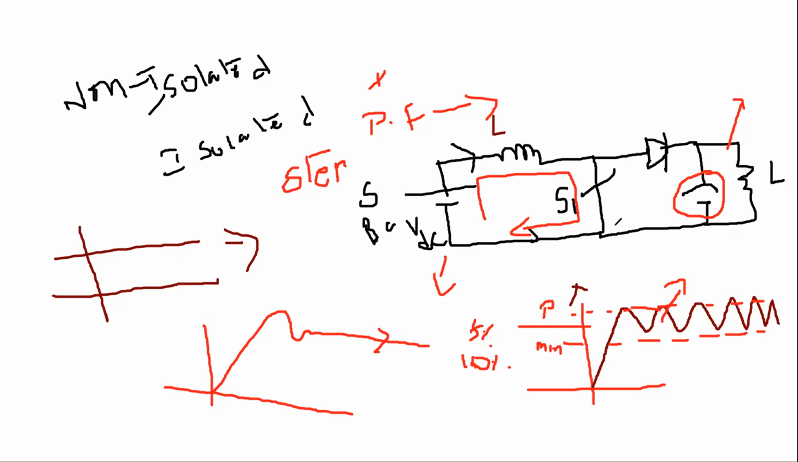When the switch is off, at that time, how will the closed loop path be? When the switch is off, you will get a closed loop path like this. This is the closed loop path, right? So here, if you are keeping the capacitor across the load, you can minimize the ripples. You can easily minimize the ripples.